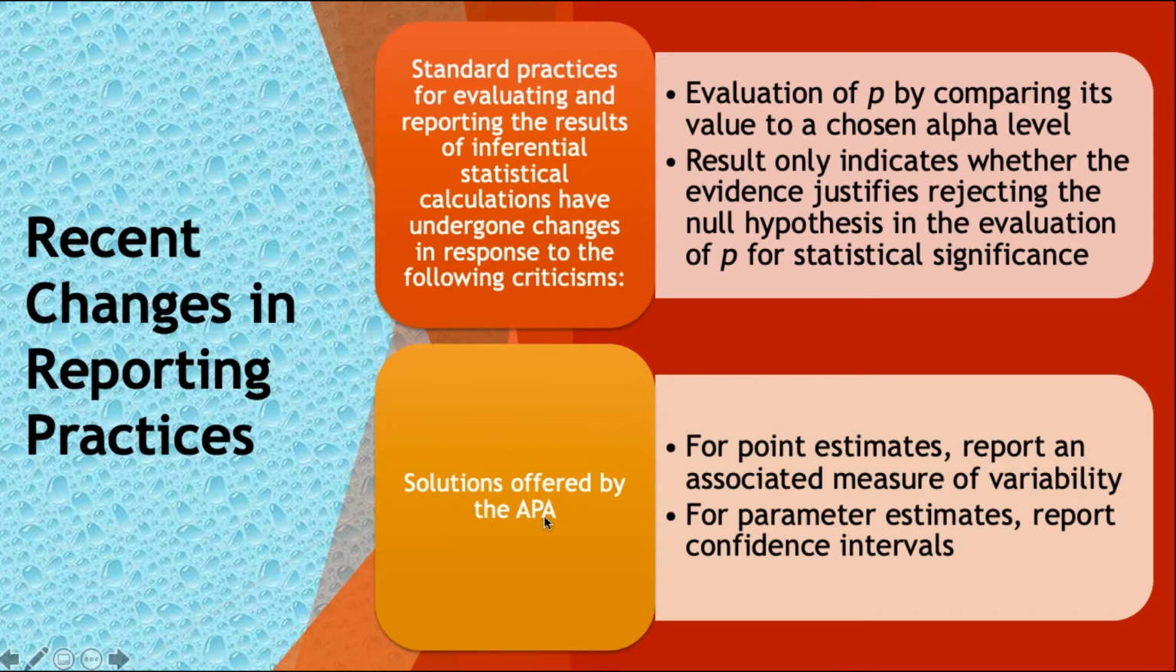The APA offers the following solution. For a point estimate, for example sample means, always report an associated measure of variability or a standard error. For parameter estimates such as the difference between means in the population, report confidence intervals. Confidence intervals replace the point estimate associated with significance testing with a range of values within which the true difference, for example between treatment means, is likely to lie.